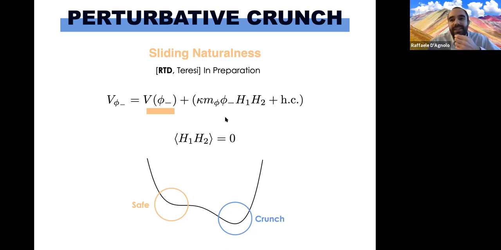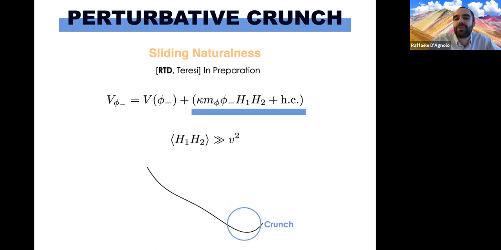So having said this, let me complete the picture, although I think that you already have an idea of what's going to happen. As you see, I've coupled the scalar to H1, H2. And so when H1, H2 gets a large VEV, this tadpole generated for phi destroys the safe minimum. And so all universes with a large H1, H2 VEV rapidly crunch.